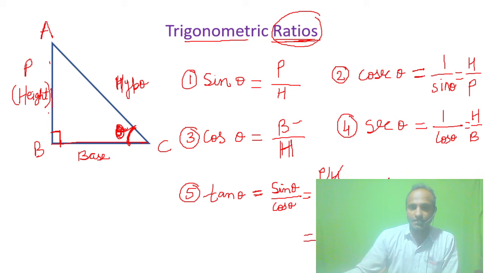Now we will see the sixth trigonometric ratio. Cot theta is the reciprocal of tan theta, 1 upon tan theta. So it will be base upon height, that is perpendicular. So all these 6 ratios we saw just now. Now we will see the relationships.